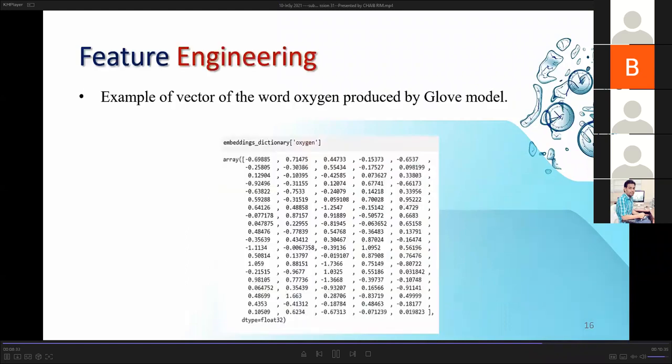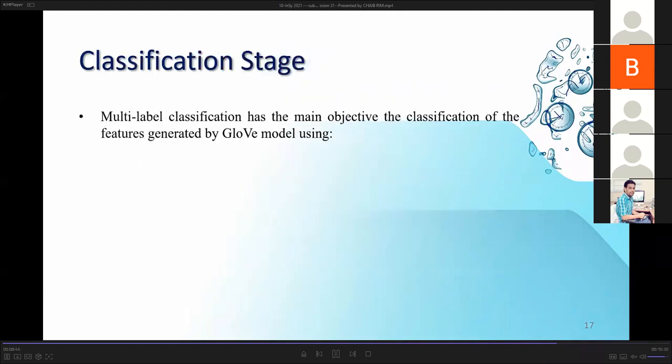The feature extraction in the textual representation is the most important step. In this work, we use the GloVe technique. Here is an example of the vector of the word oxygen produced by the GloVe model.